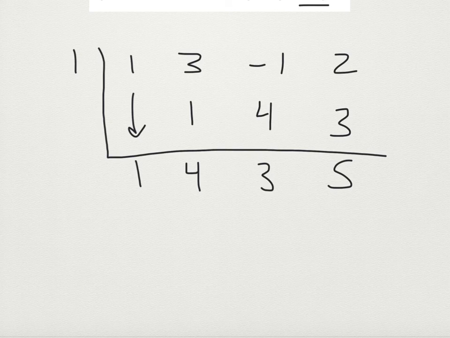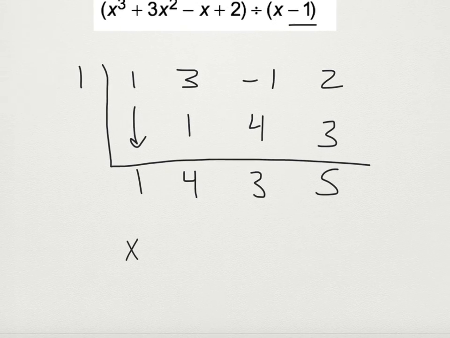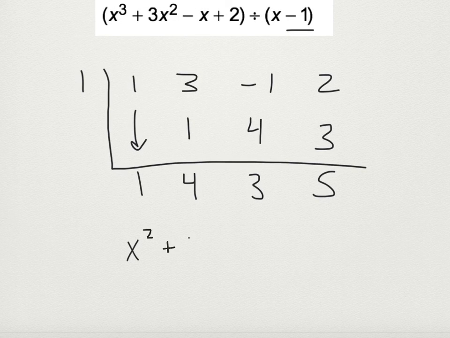Okay, so what's our answer going to be? X squared plus 4x plus 3 with the remainder of 5. Awesome. Good job, guys.